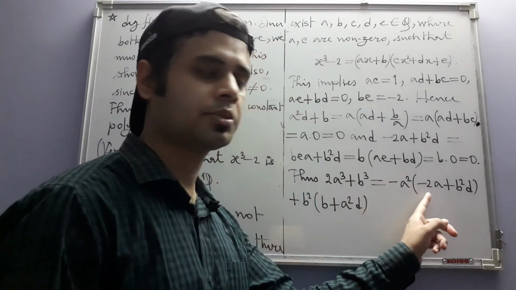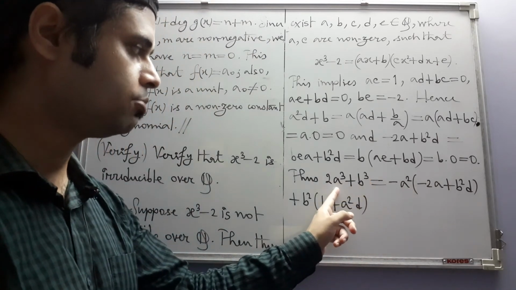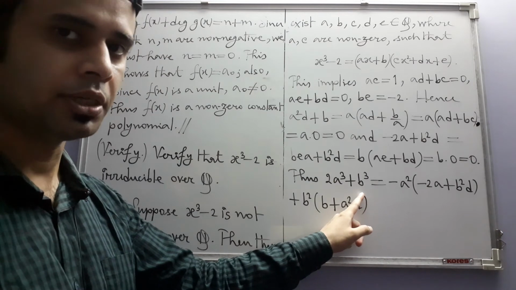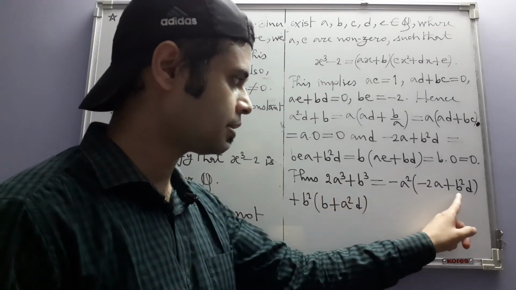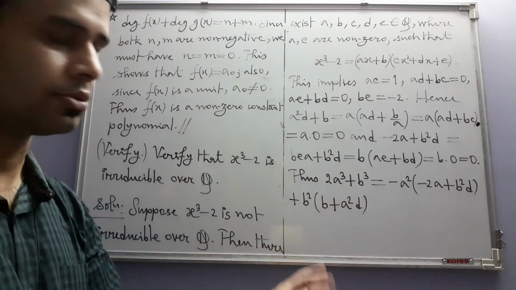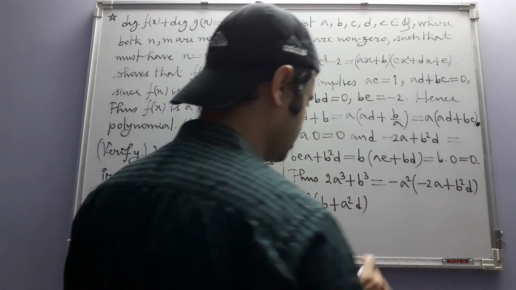Minus A square times minus 2A square gives us 2A cube. B square times B gives us B cube. And minus A square B square D plus A square B square D, they cancel out. So this calculation is correct.